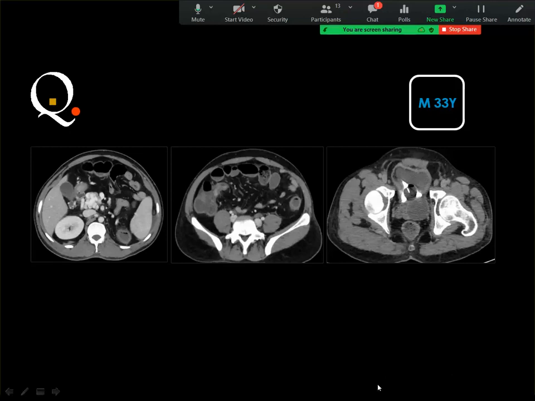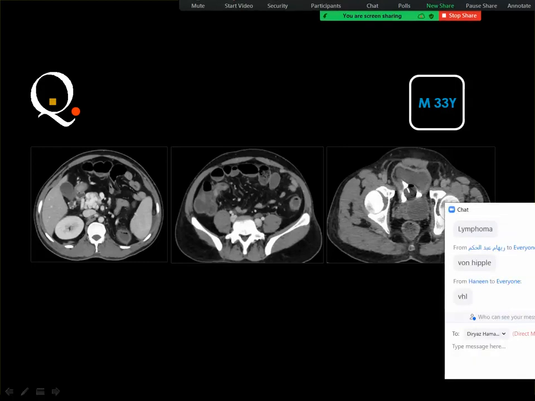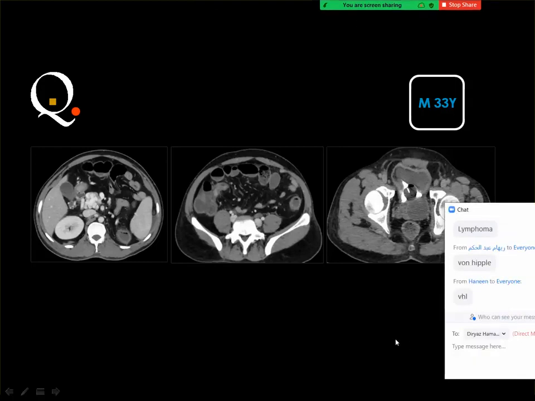And here, I don't know if you can see the findings, but I hope you see the findings here. Also, Hanin said this one. Good answer, very good. Any possibility for this case?